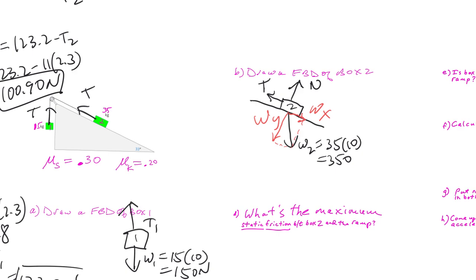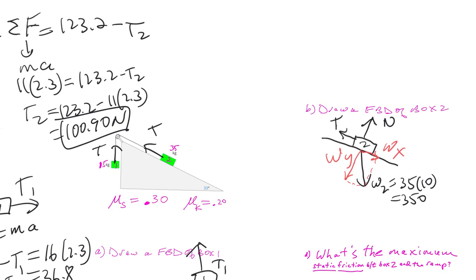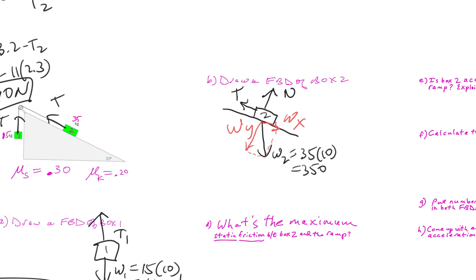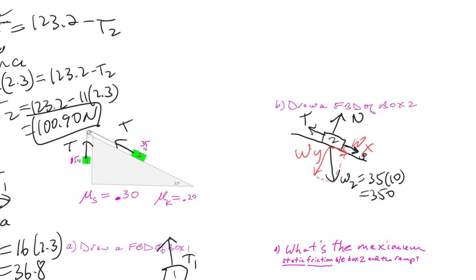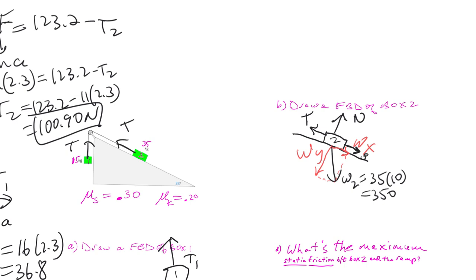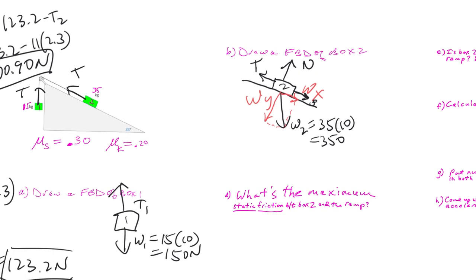Now, we also have friction. I don't know what kind of friction. I don't know if it's static or kinetic, but I'll just draw it right here as friction. What's the maximum static friction between box 2 and the ramp? Okay, why did I put this friction that way? Because I'm assuming that it's going to be sliding up the ramp. Now, it could be sliding down the ramp. I'm not sure. We'll figure it out later.